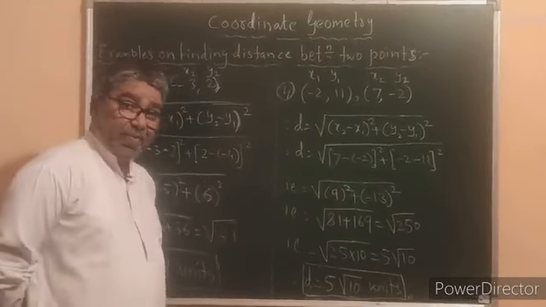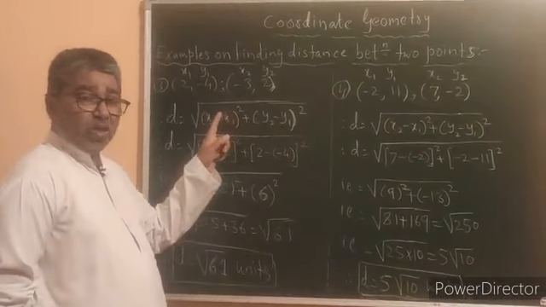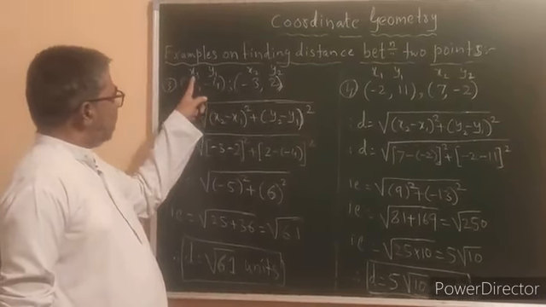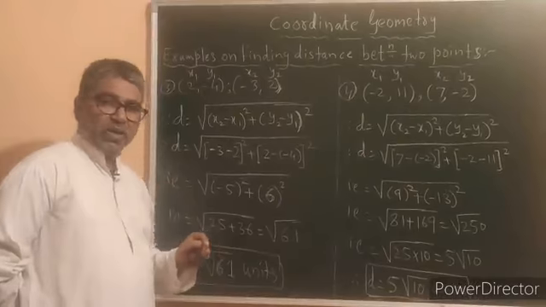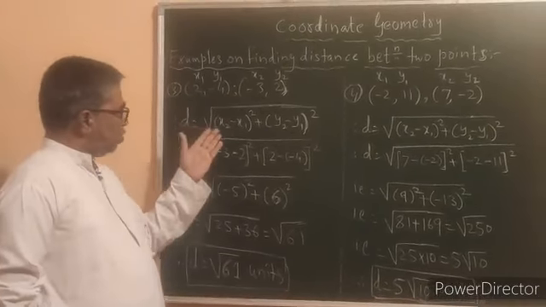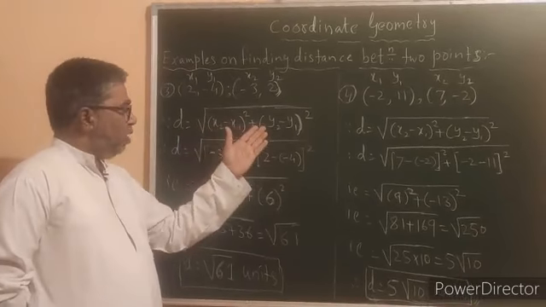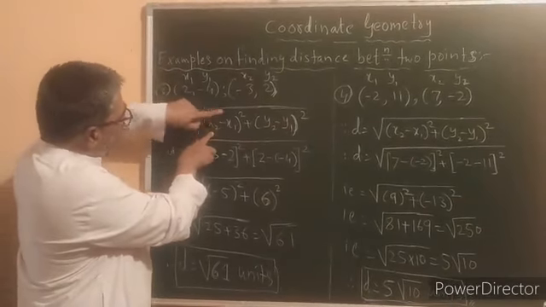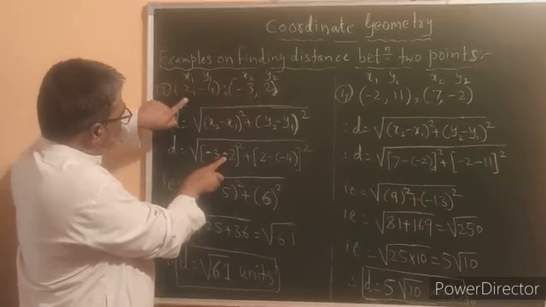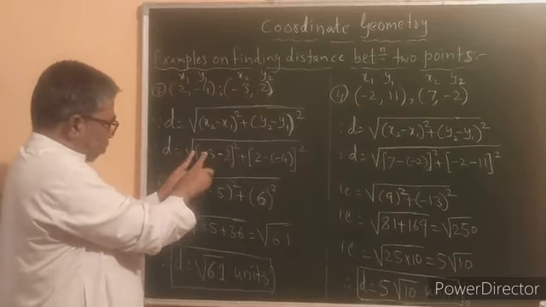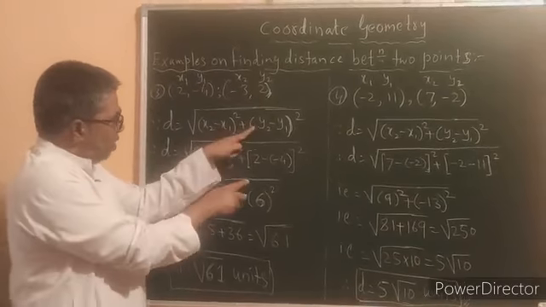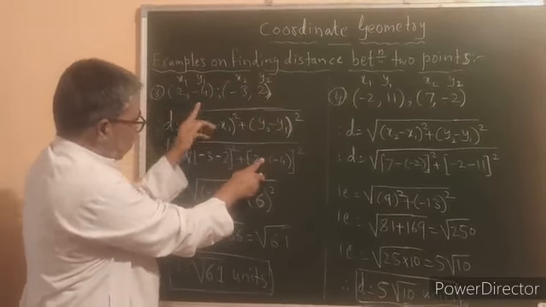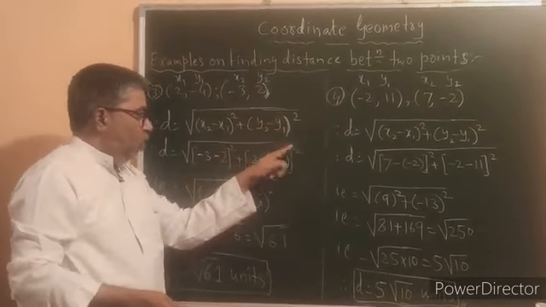So let us solve the third example. Find the distance between the 2 points (2, -4), (-3, 2). Let us call these points x1, y1, x2, y2 respectively. Write the formula: d is equal to square root of (x2 minus x1) whole square plus (y2 minus y1) whole square. Substitute the values. Value of x2 minus 3 minus value of x1 2, so square root of (minus 3 minus 2) whole square plus value of y2 is 2, 2 minus value of y1 is minus 4. So (2 minus of minus 4) whole square.